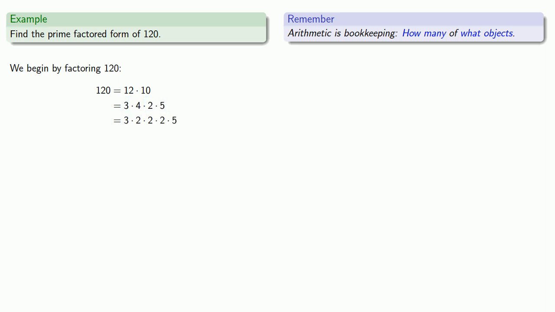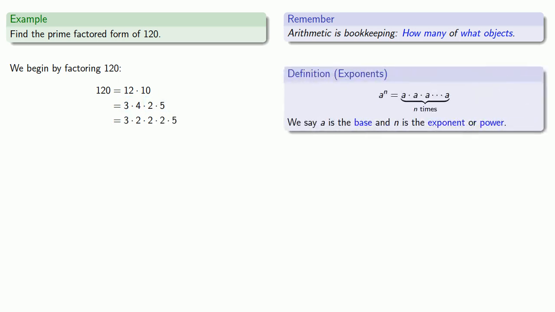And so now we take a look at our product, and remember we can write something in exponential notation whenever we have a repeated factor. And we only have one 3. And since arithmetic is bookkeeping, we still have one 3. We only have one 5. And arithmetic is bookkeeping, we still have one 5. But we have 1, 2, 3 2s multiplied together. And so what this means is we can write this product of 2s as 2 to the third power. And that gives us our prime factorization.